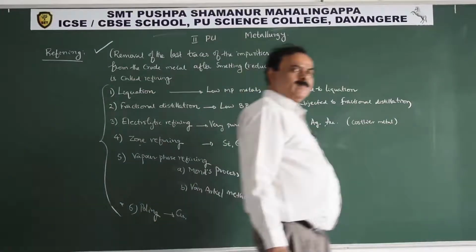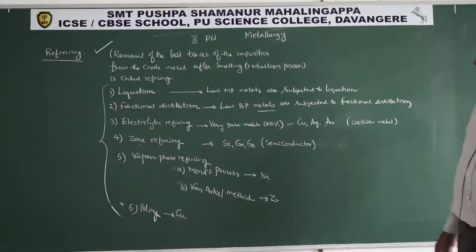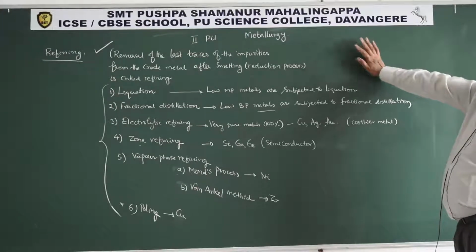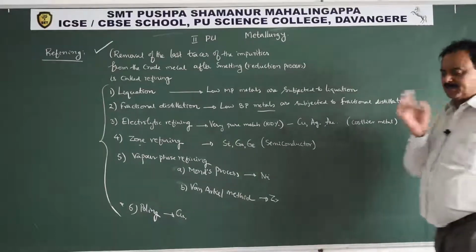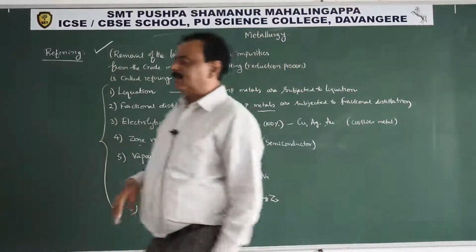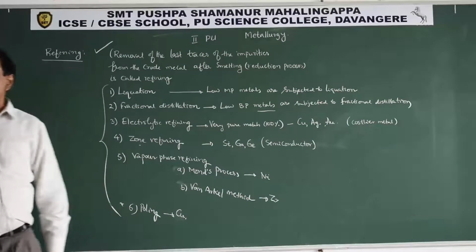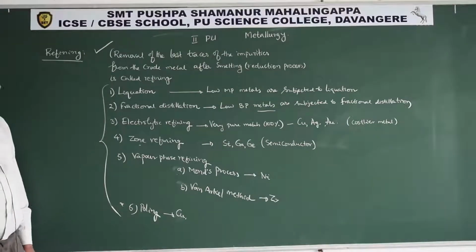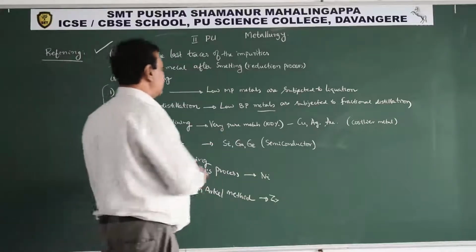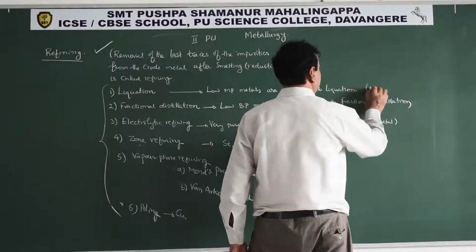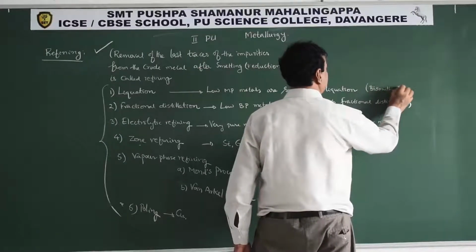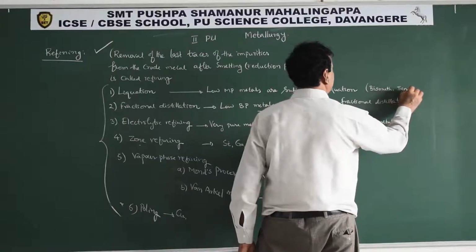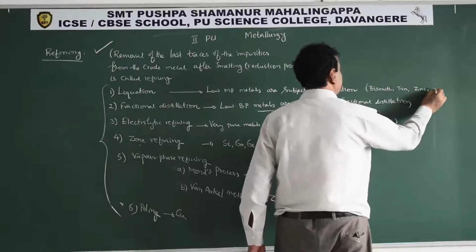Now let us come one by one. What about liquation? In your entrance exam, they will ask this type of question: liquation is used to obtain which metal? You should have awareness about low melting point metals: bismuth, tin, zinc and cadmium. These are the low melting point metals.